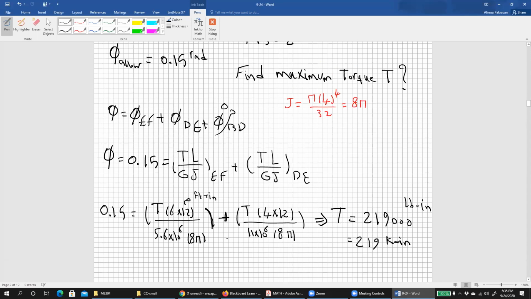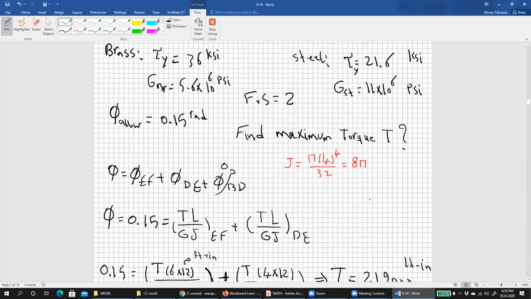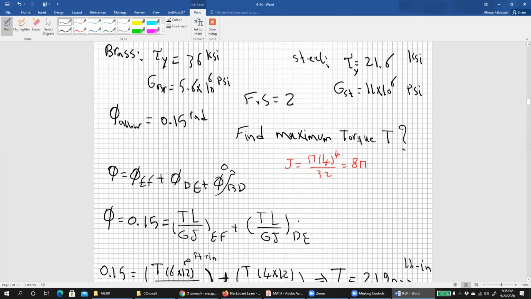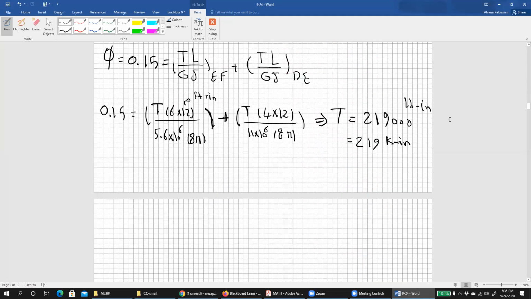So guys, if the problem just gives us a phi allowable, that's good, and we can stop the problem here. But the problem also gives us some information about shear stress, tau, so let's also find the torque based on this formula.